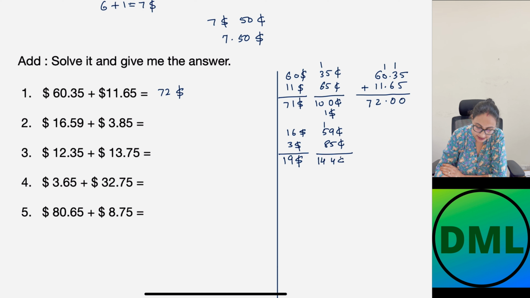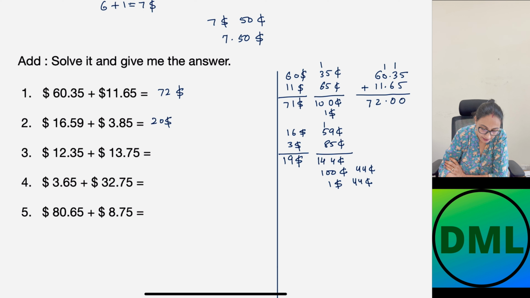144 cents. As I told you earlier, this is more than 100 cents. I need to split it. This will be written as 100 cents and 44 cents. 100 cents is $1. This will be $1 and 44 cents. My answer is $19 plus $1, that will be $20.44. Let's write the answer here as $20.44, or this will be written as $20.44. Let's see the next question here.